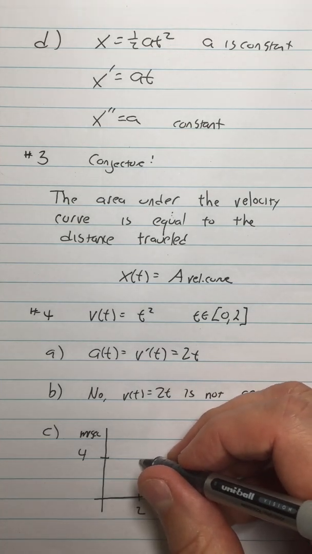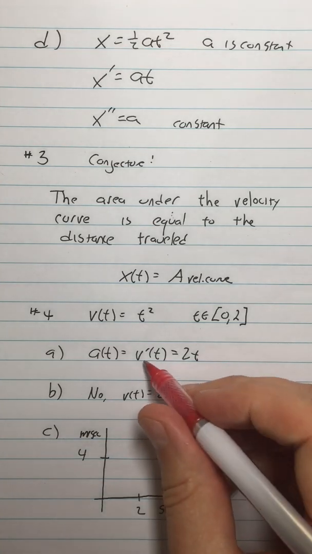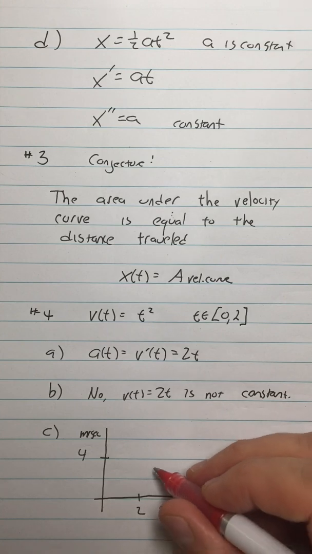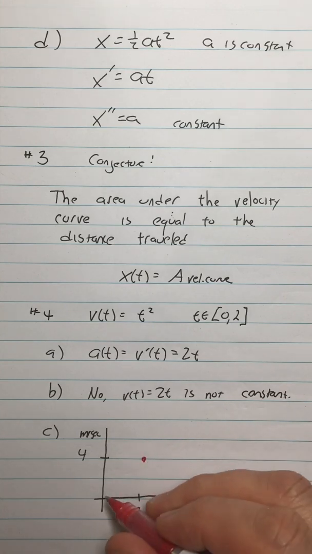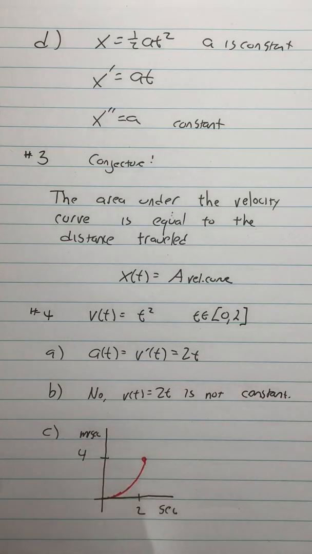Yeah, v of t equals t squared. So that means that v of 2 is going to be 4. Since v of t is equal to t squared, v of 2 is going to be 4. So we're going to have the point (2, 4). And since it's t squared, it's going to be a nice parabola, which has a horizontal tangent at 0, and then comes up and makes a nice parabolic shape.